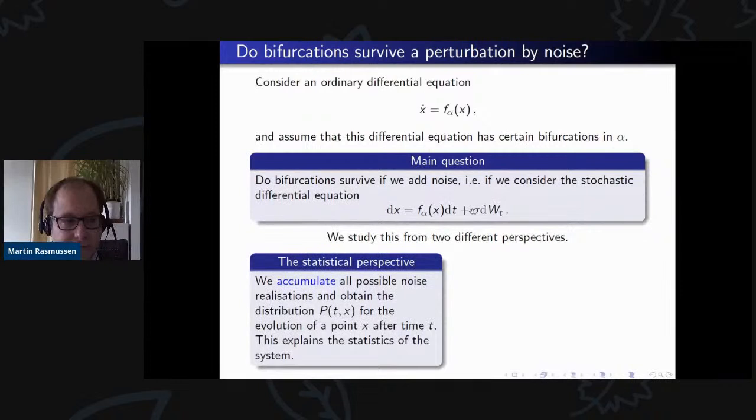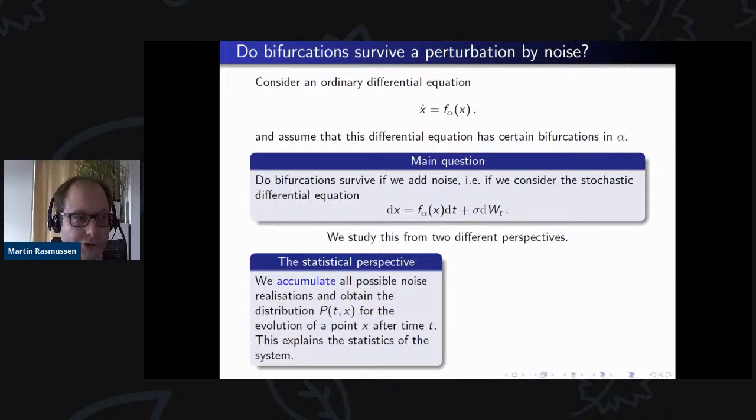So we can study this problem from the so-called statistical perspective. And here we accumulate all possible noise realizations. And so the dynamics can be then described as follows. So normally when you have a classical deterministic dynamical system, when you start in some point x and you move some time, you end up in another point. But now you have a random dynamical system, so you have some randomness there.